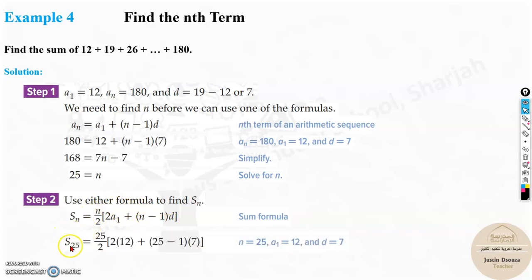Substitute the values. S25, this is the 25th term, so 25 divided by 2, and 2 times a1, which is 12, and n is again 25 minus 1 times d. Put this entirely in the calculator using the proper brackets, and you'll get the answer 2400. So that is the answer.